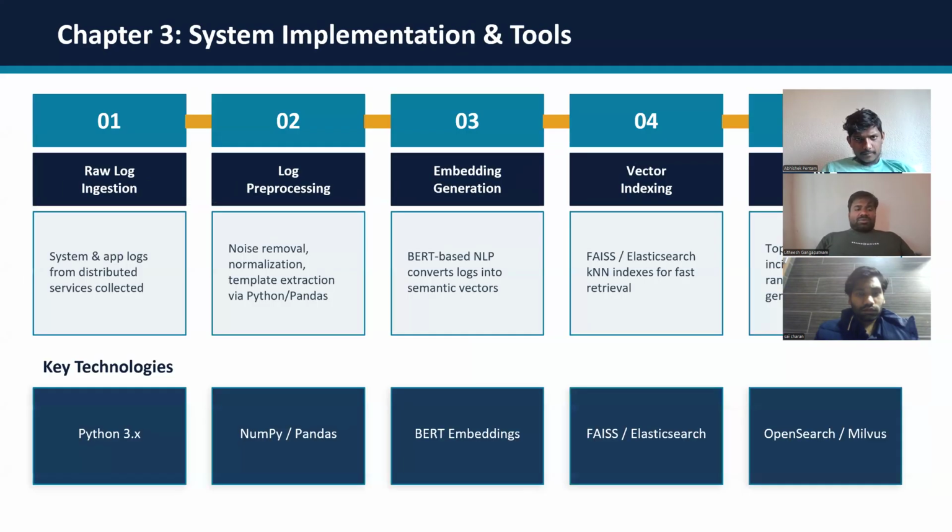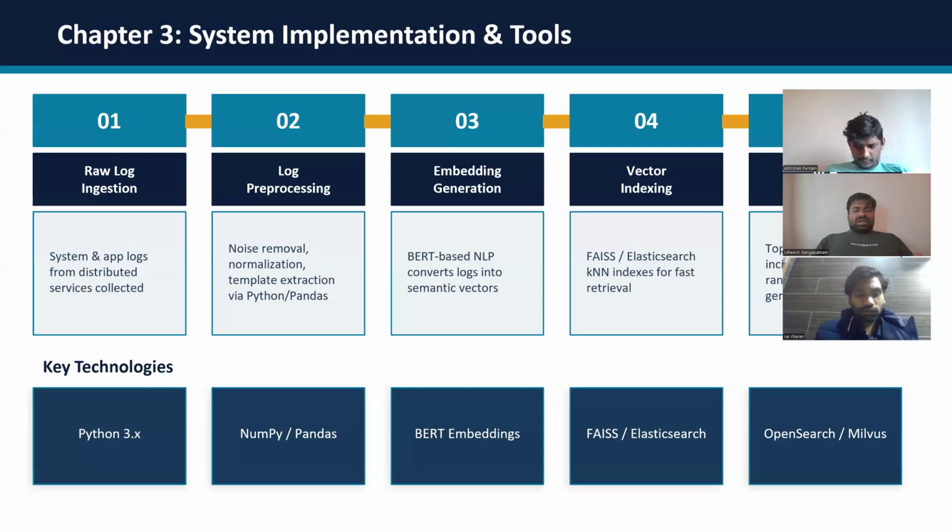And now coming to the implementation slide. Let me walk you through how we built the system, a five-stage pipeline. Stage one is log ingestion, where we collect system and application logs from distributed service environments. Stage two is pre-processing. Using Python and Pandas, we clean the logs, removing noise like timestamps and IDs, and normalize the data.